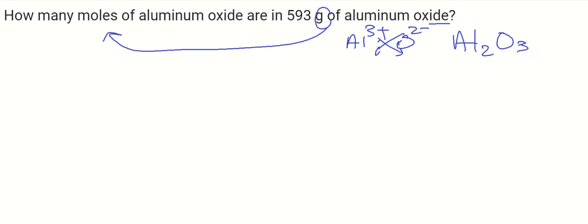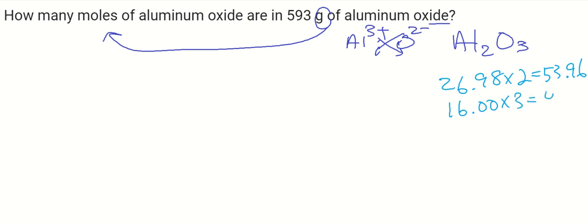All right, let's get the molar mass. Do it right over here, off to the side. We're going to need 3 sig figs in our answer. I'll just go to 4 digits here. 26.98 times 2 for aluminum, 53.96. All right, don't have room for the units. 16.00 times 3, 48. All right, let's add this up, get our molar mass for aluminum oxide. 101.96 grams per mole for aluminum oxide.